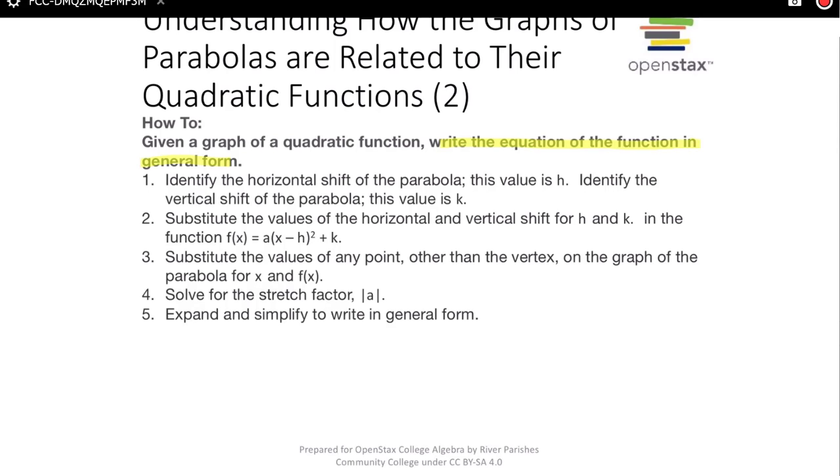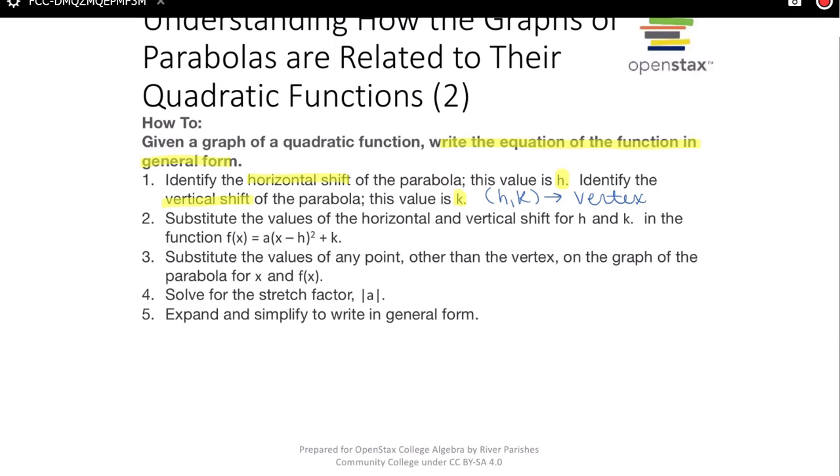So the first thing that we're going to do is identify the horizontal shift of the parabola, the h, and the vertical shift of the parabola, which is k. And if you will remember, (h, k) is your vertex. So that actually makes it really easy to identify the horizontal and the vertical shifts.